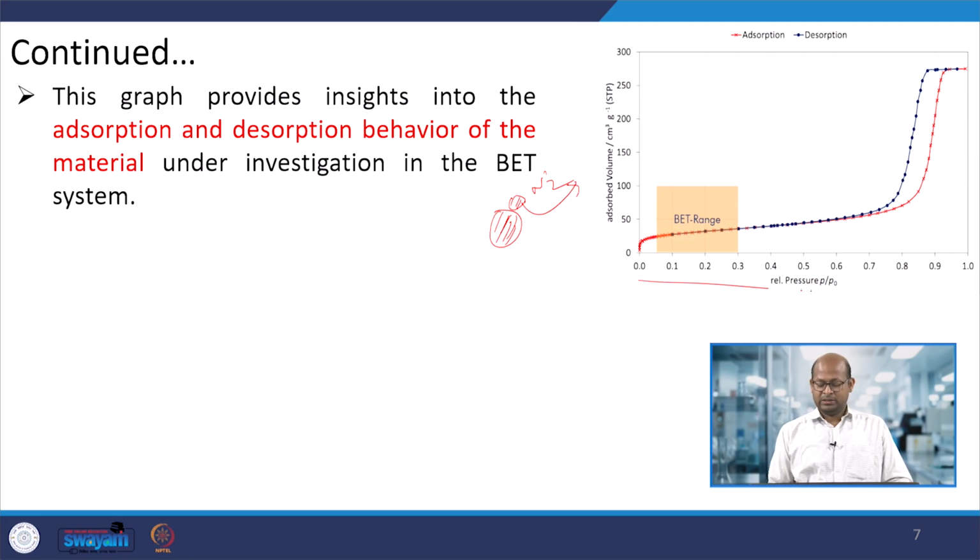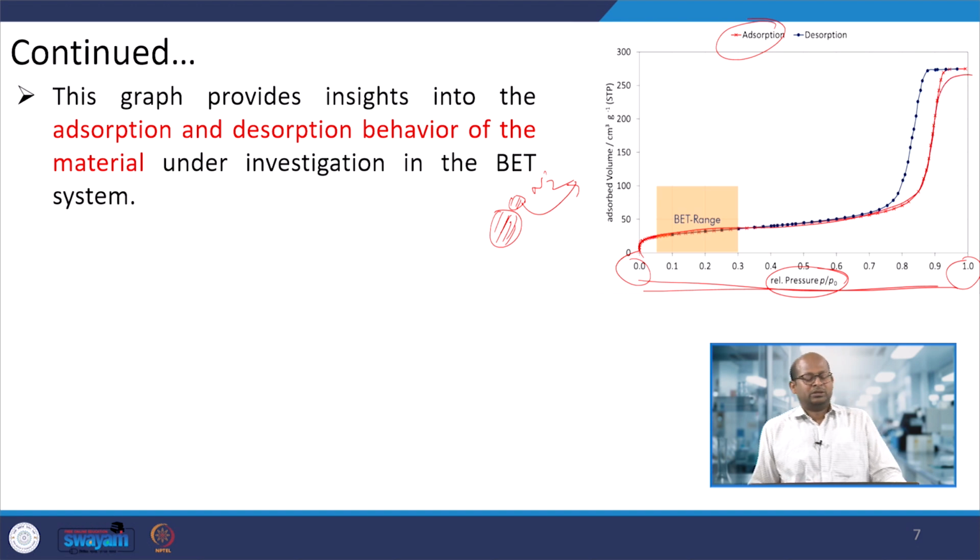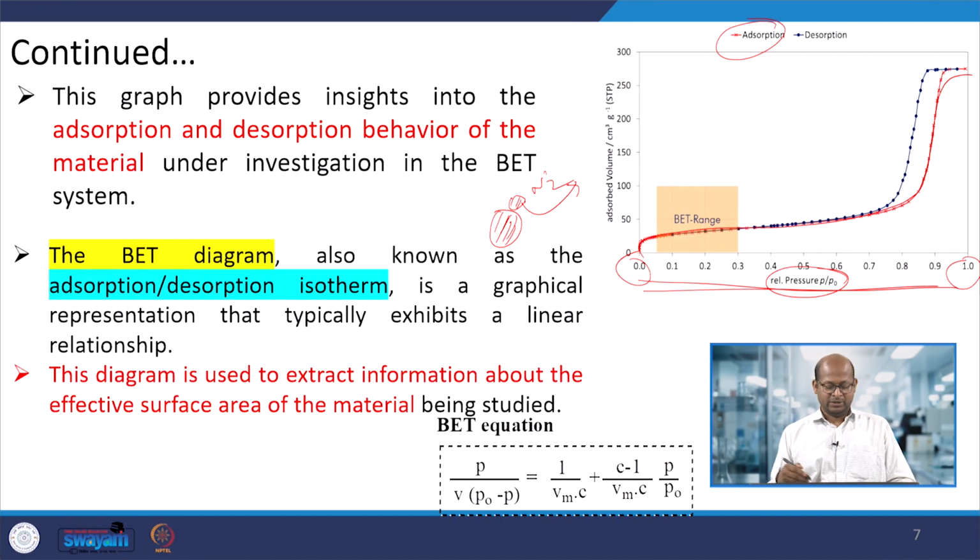Here on the x-axis you can see the relative partial pressure. We started at low partial pressure and go to high partial pressure. The red curve is the adsorption isotherm: if we increase the partial pressure of nitrogen at 77 Kelvin, nitrogen molecules get adsorbed over the surface. After that, if we relieve the pressure, the nitrogen molecules adsorbed over the surface come out, and this gives the desorption isotherm.